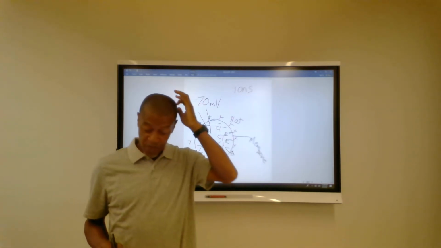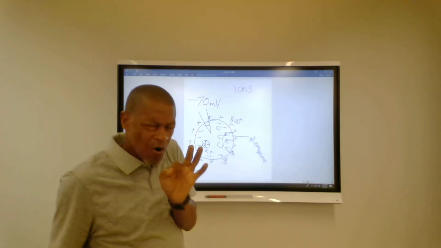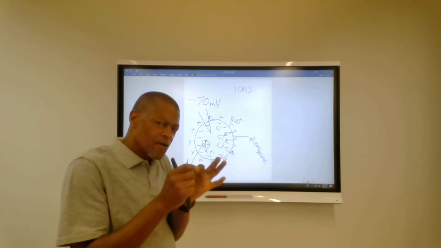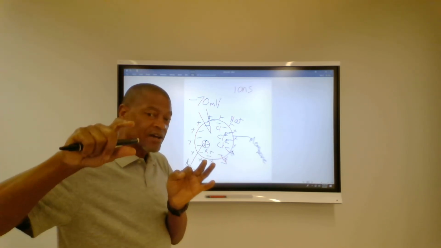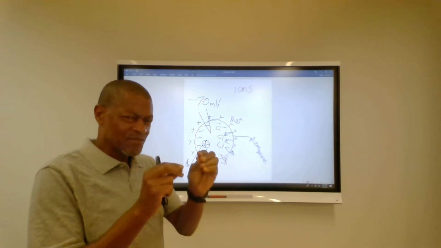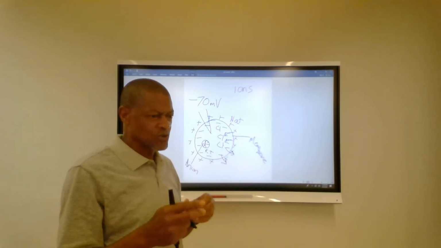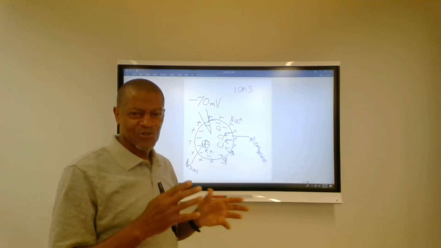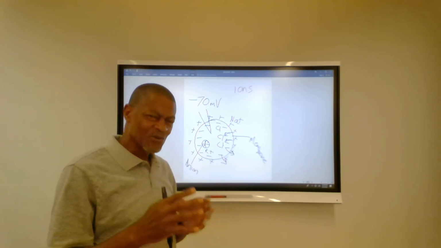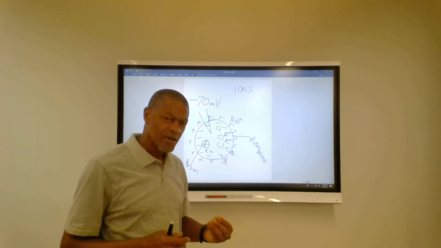K is the symbol for potassium. It's also small inside versus sodium larger outside, but there's always a balance between the charges: likes repel, opposites attract. So we're dealing with that in terms of the science of the cell.